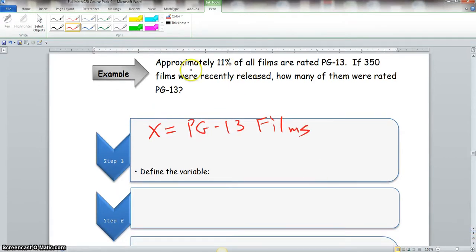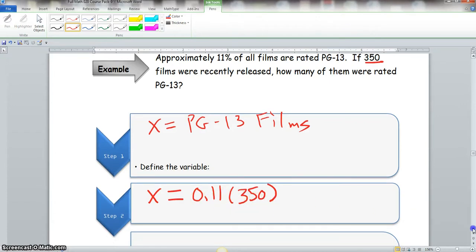Now we need to write an equation. It says 11% of all films are rated PG-13. 350 films were recently released, so that would be your all films. How many of them were rated PG-13? So X, which stands for PG-13 films, is equal to 11%, which is 0.11, times the amount of films that are released, which is 350. So it's X equals 0.11 times 350.